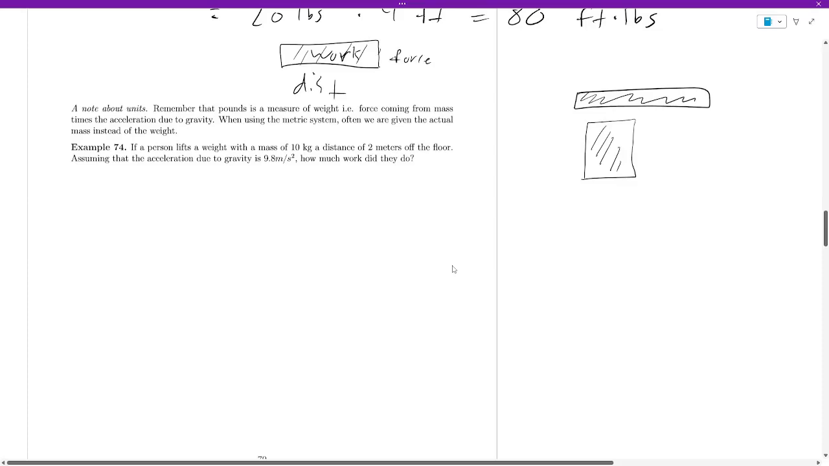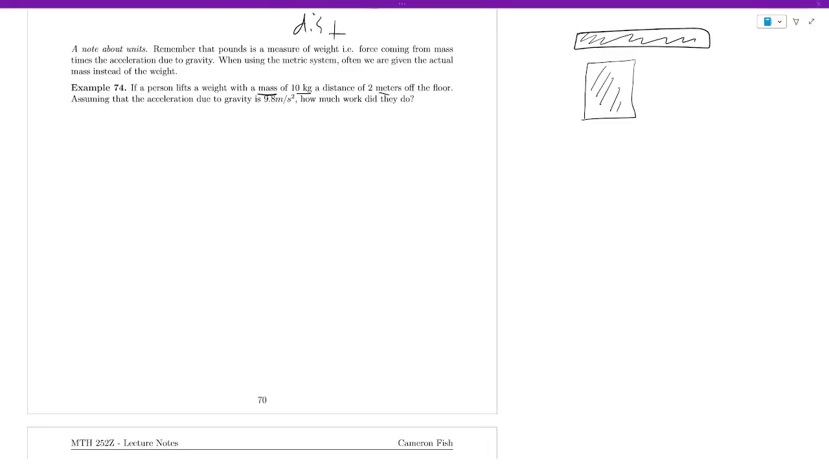Okay, I started saying this out loud a second ago, but let's see an example with the units. Kilograms is different from pounds. Pounds already includes the force of gravity. So in this problem, they lift a weight with a mass of 10 kilograms 2 meters off the floor. The work is the force times the distance, as before. And the distance is 2 meters. So force times 2 meters.